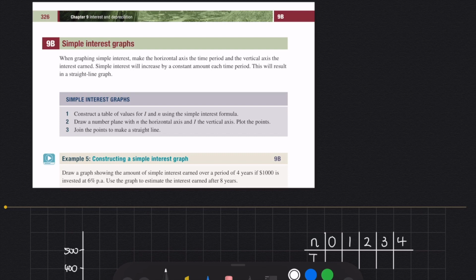When we graph simple interest, we make our horizontal axis the time period and the vertical axis how much interest is earned. Simple interest will increase by a constant amount each time period, and this is going to result in a straight line graph.